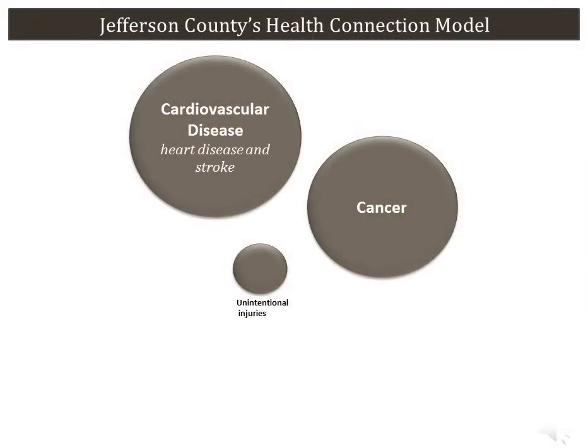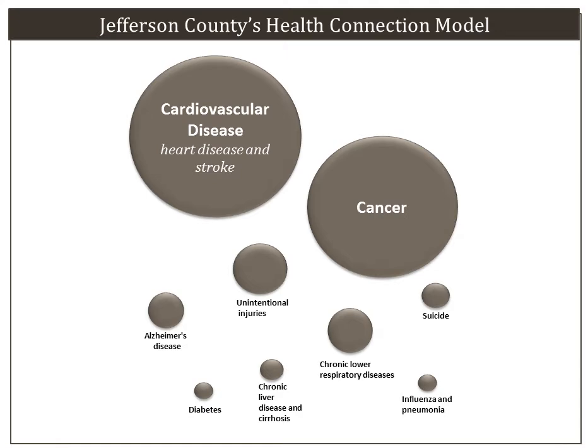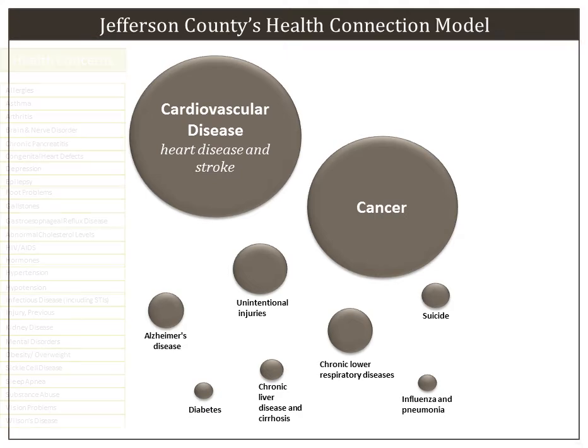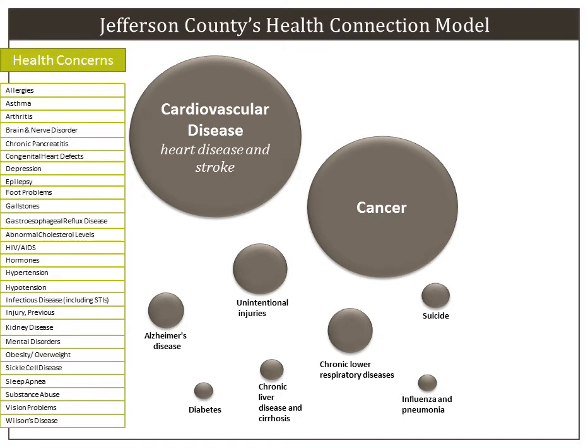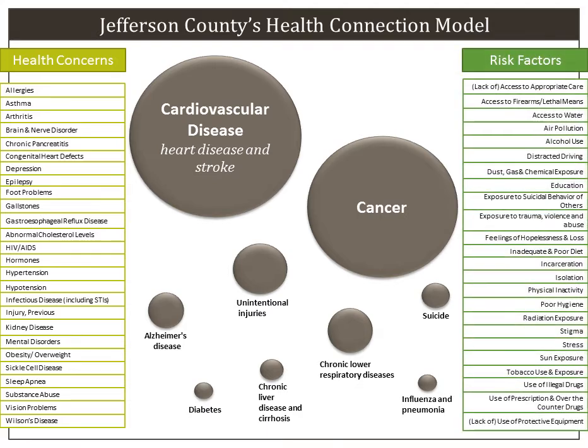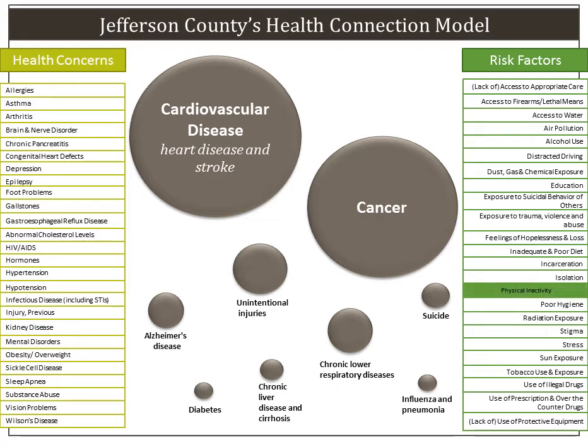Now we will expand this model and look at the top 10 causes of death. On the left, we have a list of health concerns. On the right is a list of risk factors that includes behaviors and exposures that are known to contribute to the top 10 causes of death. For this example, we will be looking at only one risk factor, physical inactivity. We will show how physical inactivity is connected to the top 10 causes of death and the health concerns.